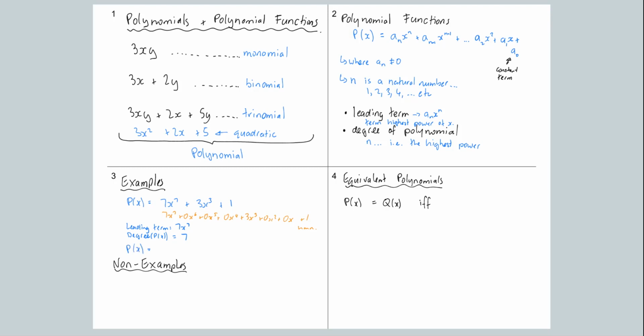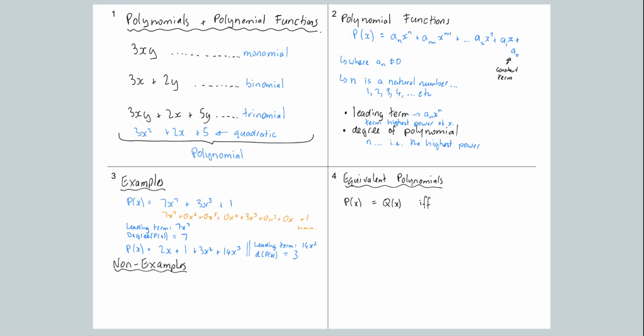P of x is equal to 2x plus 1 plus 3x squared plus 14x cubed. It's not written in the right order, but it could be. So from this polynomial, we could say that the leading term, we just need to scan across and see the highest power, 14x cubed, and then we can say the degree of the polynomial is equal to 3.